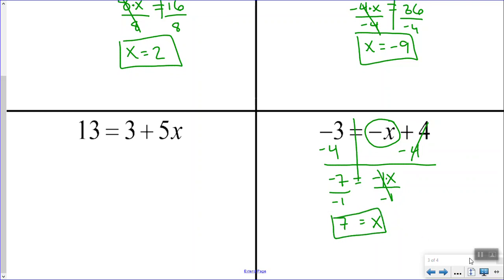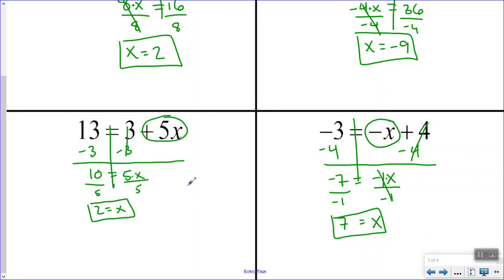Go ahead and pause the video and try the last equation on your own. In this example, we get 2 as our answer. Again, we circle our variable group, and then we want to get rid of the constant. We're always going to remove the constant via addition or subtraction. Here, we have +3, and in order to get rid of that, we're going to subtract 3 to make 0. We do that on both sides, and then we have to undo the multiplication, and we get 2 as our answer.